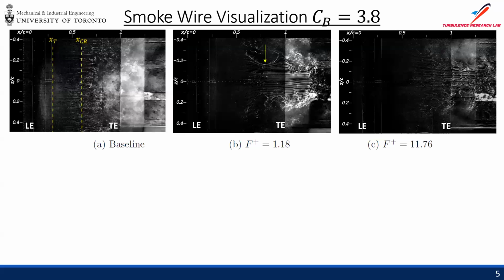Now, these are top-down smoke wire visualizations. LE is leading edge, and TE is trailing edge. On the left, the baseline case, the flow isn't very exciting. It's nominally two-dimensional. You have laminar separation, and then it transitions to turbulence. Now, if we look at subplot B, that's the lower actuation frequency case.